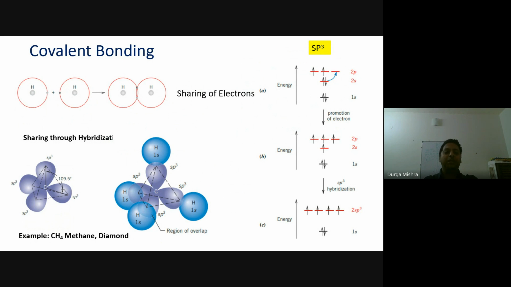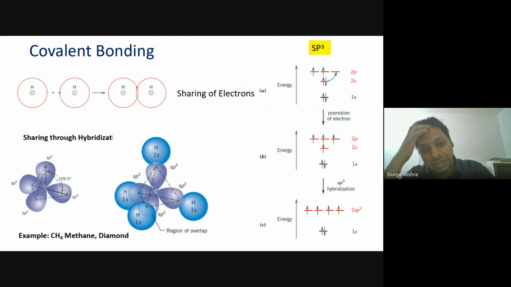But another interesting process, which is more relevant for materials, is hybridization. This sharing of electrons doesn't happen just like in a simple hydrogen molecule, but it could happen through a hybridization process. The term hybridization comes from chemistry. Here I'm giving an example of sp3 hybridization. You have 1s2, 2s2, 2p2. This is a carbon atom, for example.